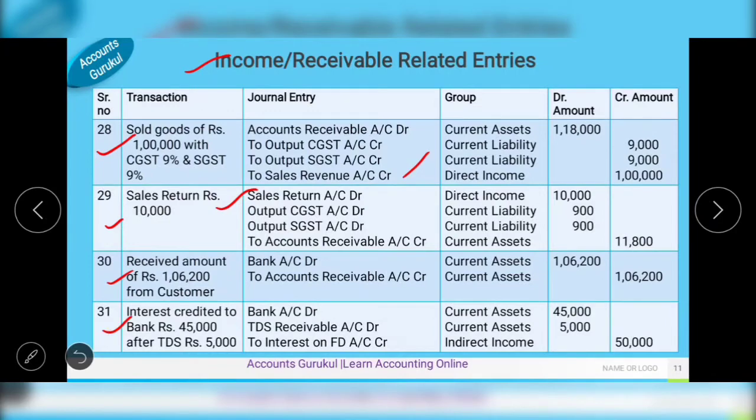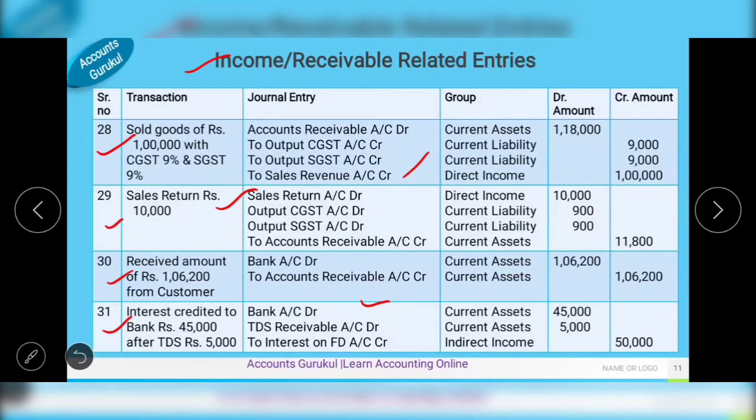The next one, interest credited to bank rupees 45,000 after TDS rupees 5,000. तो bank ने interest अपने को credit किया हुआ है, that's 45,000, and that's after deduction of TDS. तो TDS deduct करके 45,000 bank ने interest credit किया हुआ है, तो उसका transaction क्या होगा? तो bank में जो पैसा आ चुका है, that's 45,000, so bank account debit with that amount of 45,000.